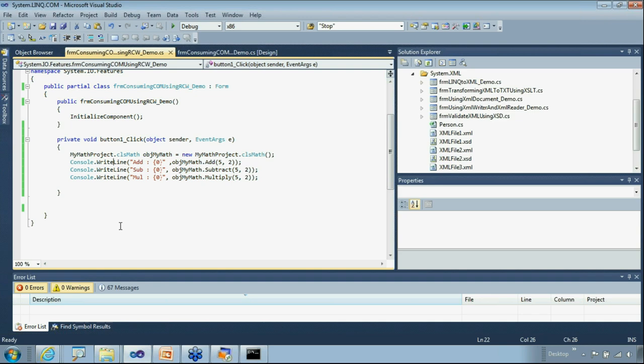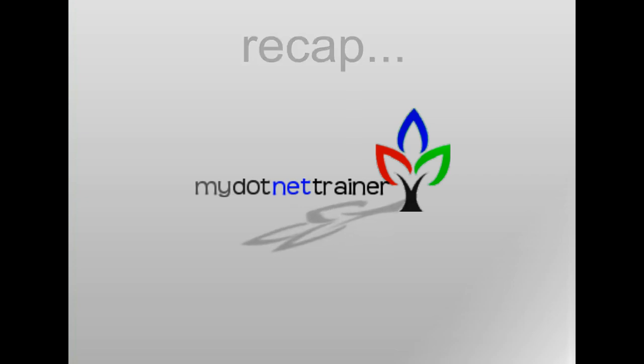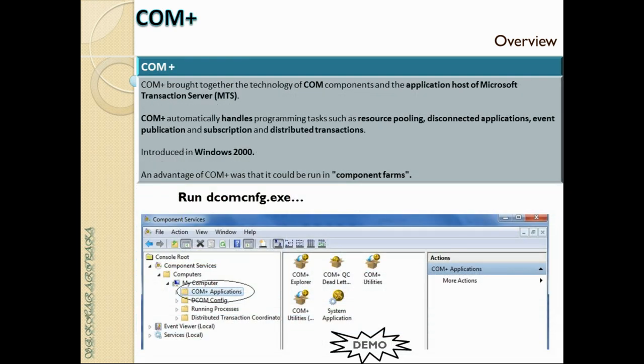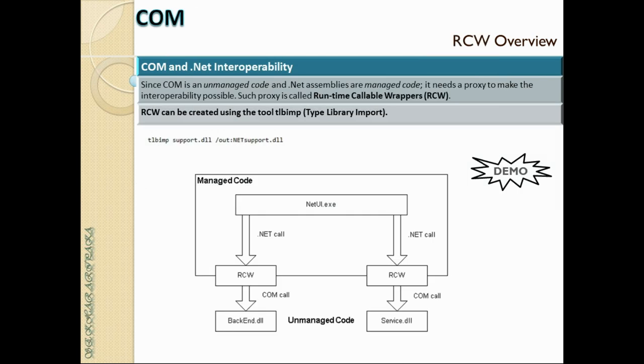Okay, so that's all I have for today. In this session, we walked through XML validation programmatically within the code using the XSD file, and continued with a very detailed topic on COM. We saw what COM is, all the interfaces it has, AddRef, Release, QueryInterface, and what regsvr32 is to register and unregister COM components. We saw a lot of theory and also walked through the steps to create a COM component and consume it in a .NET-based application using the RCW, the runtime callable wrapper. We saw a very good demo on that area, and with that we'll wind up this session and continue with the next topics in the next session.